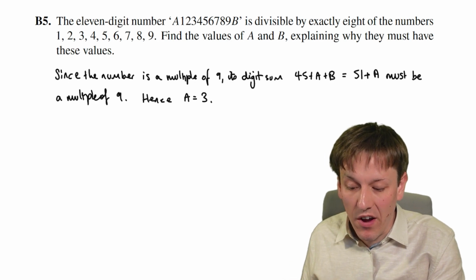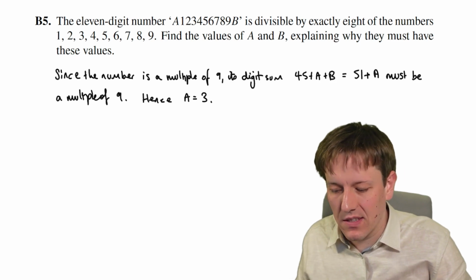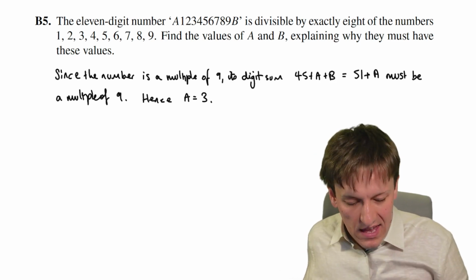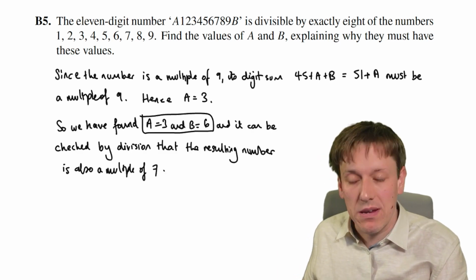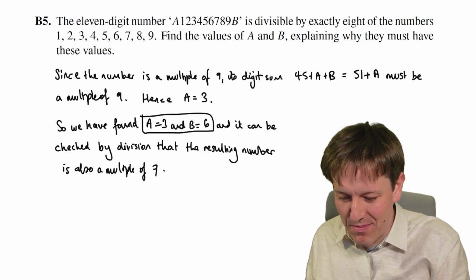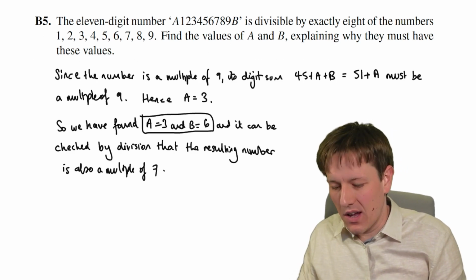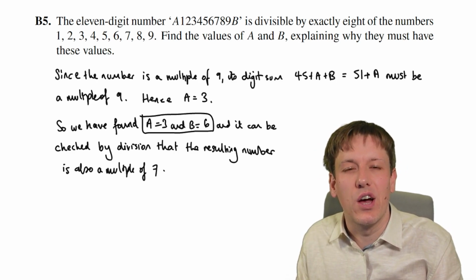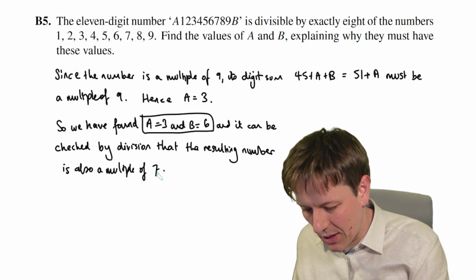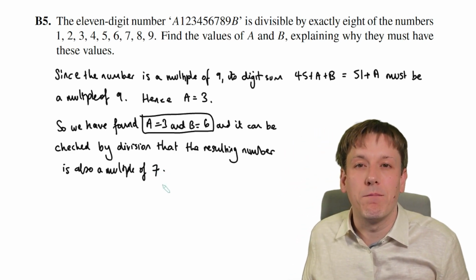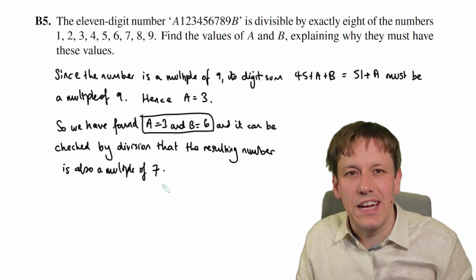Finally then, since the number is a multiple of 9, its digit sum, 45 plus a plus b, which we now know is 51 plus a, because b is 6, must be a multiple of 9, hence a equals 3. And then we can conclude by saying, so we've found a equals 3 and b equals 6, just put them in the box for emphasis, but no marks for that really, and it can be checked by division that the resulting number is also a multiple of 7. Again, at this point, I doubt they're penalising you for not mentioning the multiples of 7, but I suppose technically it could be part of an absolutely complete proof there, so feel free to do a little long division at the bottom if you want to, but I think at this point you've pretty solidly got 10 out of 10.